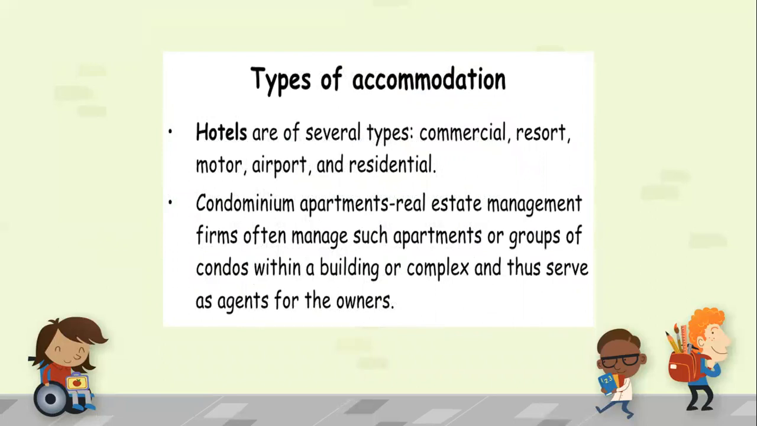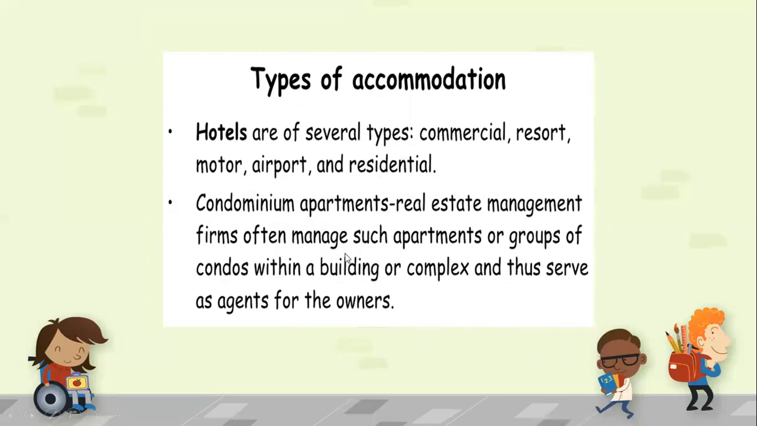Students, there are basically three types of accommodation. The first one is hotel, the second one is condominium, and the third one is time sharing facility. So hotels can be classified as commercial hotels, resorts, motels, airport hotels, and residential hotels, whereas for condominiums, apartment or real estate management firms often manage such apartments or groups of condos within a building or complex and thus serve as agents for the owners. So did you understand anything from this definition?